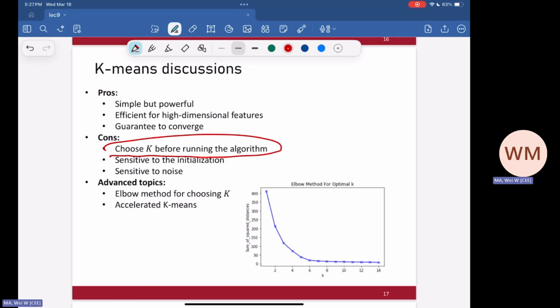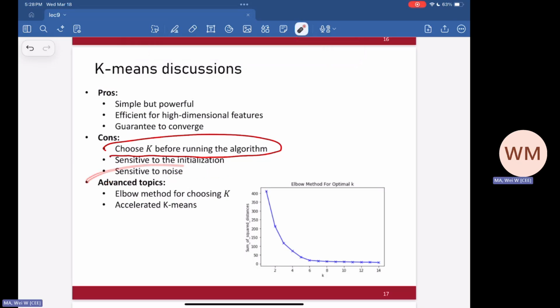And the other one is that if the initial center changes, maybe the final result will change. So we basically call it sensitive to initialization. Okay, but this one is easy to solve. You just run multiple times. Okay, so the issue is this one: in k-means, you have to choose k. So there's a standard approach to select k, which we call the elbow method.